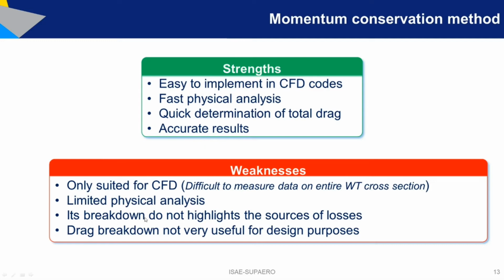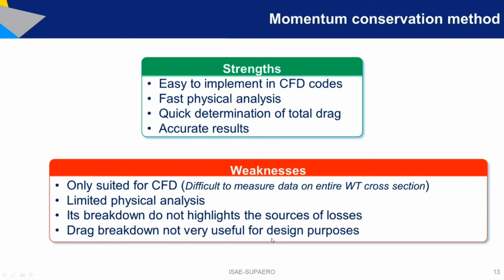The other problem is that its breakdown, I mean the pressure term and the velocity term, do not really highlight the sources of losses. There are a lot of physical layers mixed in those terms, as we discovered before. So we need to find a way to keep decomposing each one of the terms to really separate all the physical layers that are at this point mixed together. So at this point, the drag breakdown proposed by the current momentum conservation method is not useful for design purposes.